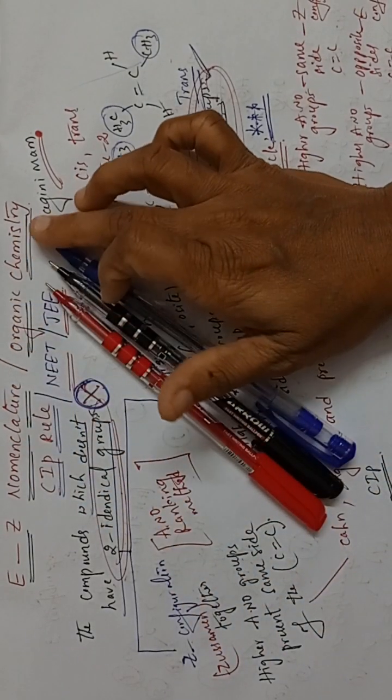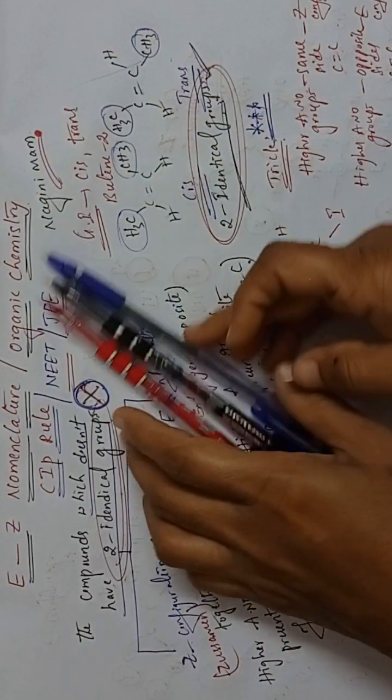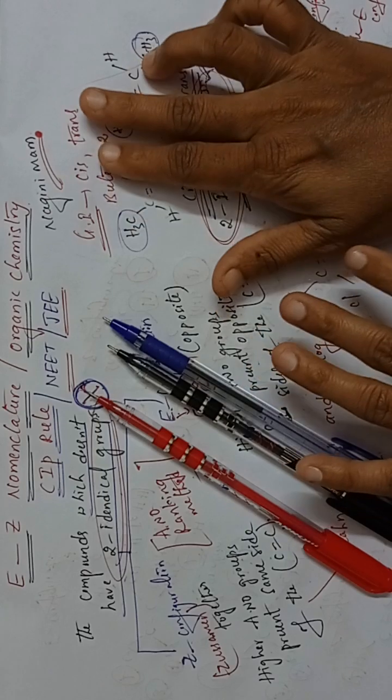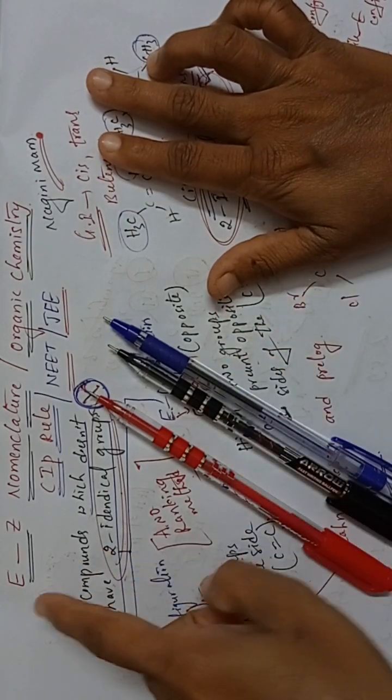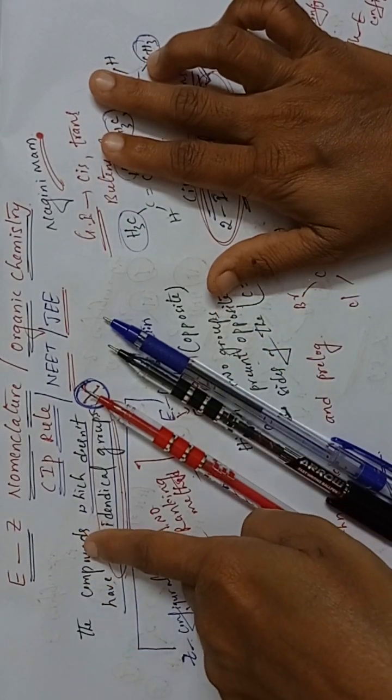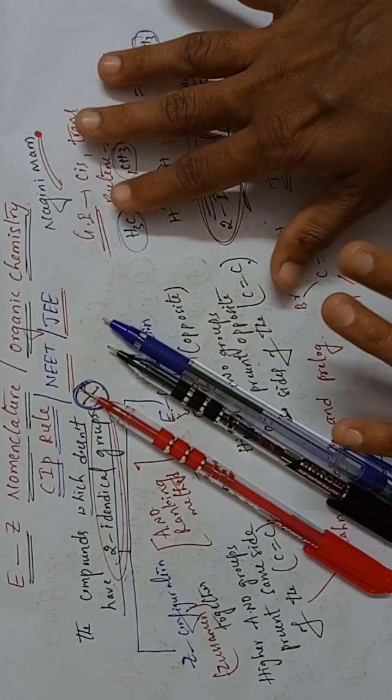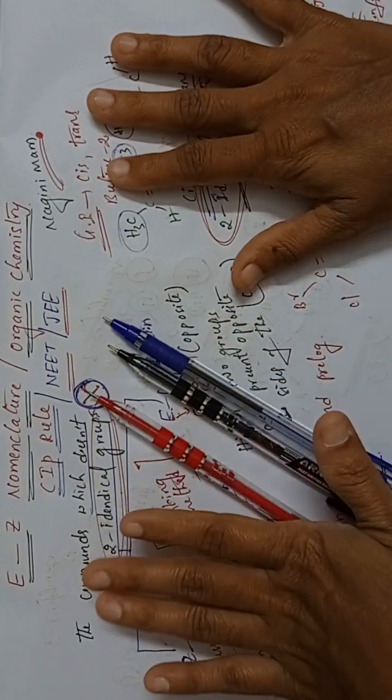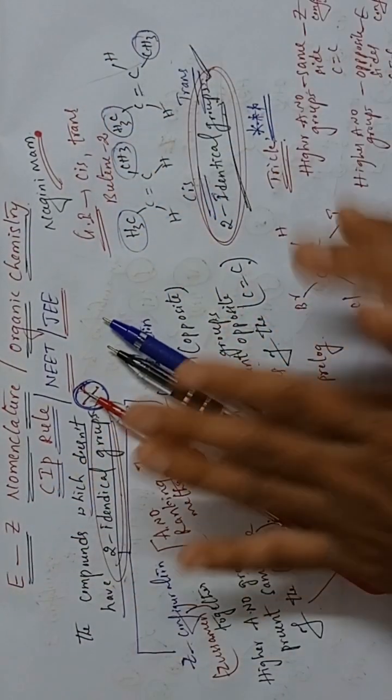EZ nomenclature, organic chemistry, CIP rule, students. In geometrical isomerism, students, there are two types, cis and trans, and here EZ nomenclature also is there. So when should we use cis-trans, and when should we follow EZ nomenclature? Listen carefully.